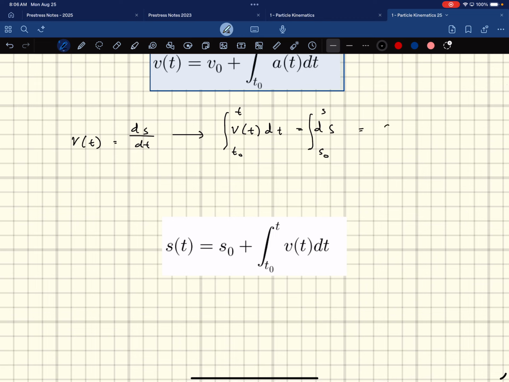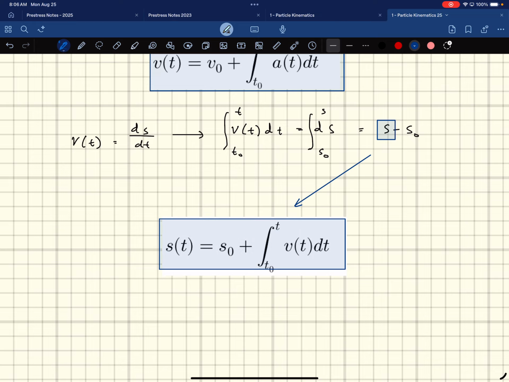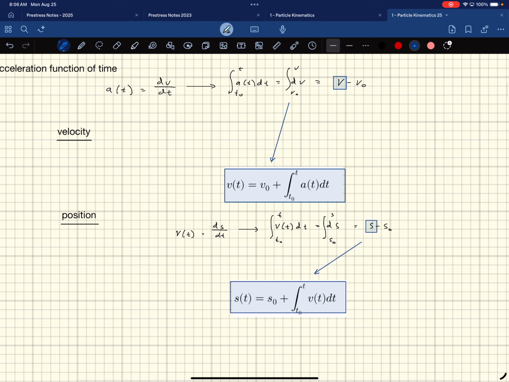We can carry out the right-hand side. This is going to be s minus s naught. And again, we're going to solve for s, because we want s as a function of time. You solve for that s, and then just rearrange the equation. This is what we get. Okay. That one's pretty straightforward. That's what you did in physics. Pretty straightforward. Okay. Any questions about that?